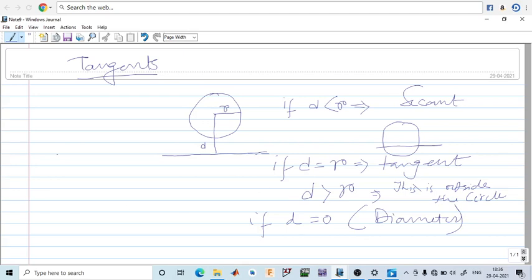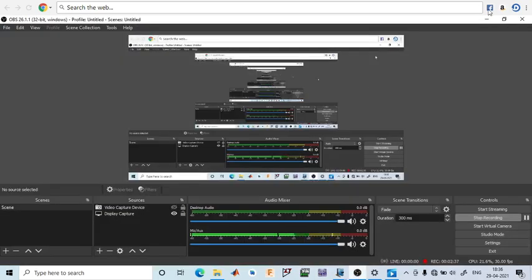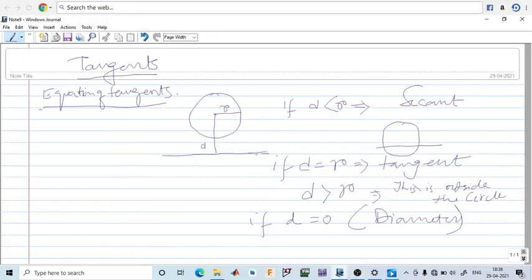So let's start with the equation of tangents. As you have done in straight line, there are three different types of form: slope intercept form, slope form, point form, like that. In the same way here also you will get the same. Here the first one is point form.